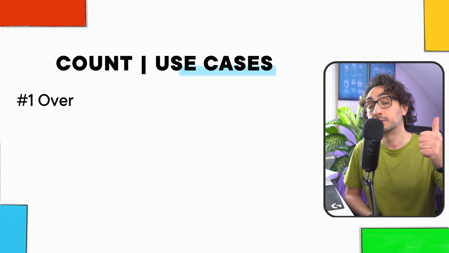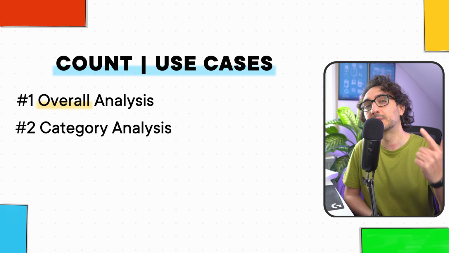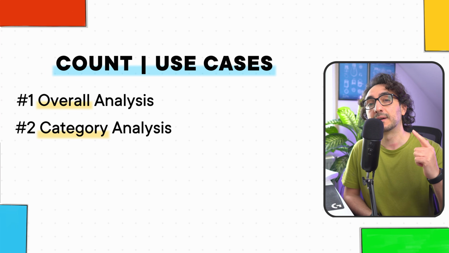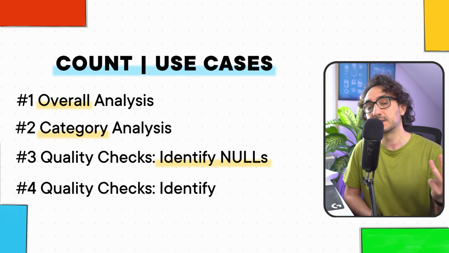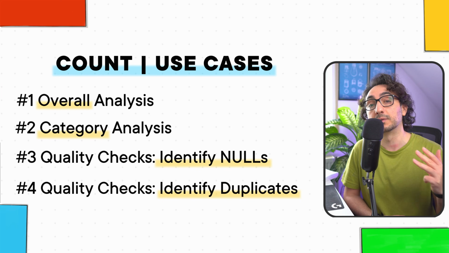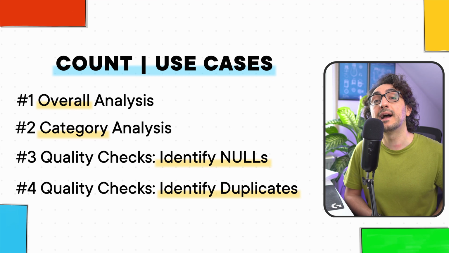Alright guys, so those are the 4 most important use cases in the SQL window function count. The first one, we can use it in order to do overall analysis, or we can use it in order to do category analysis, like we have done the analysis on the customer behavior. Another use case, we can use it in order to check the nulls inside our data. And the last use case, we can use it in order to identify or discover the data quality issue of duplicates in our data. So now let's go and check the next function. We have the sum.